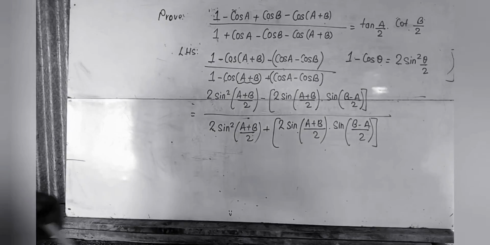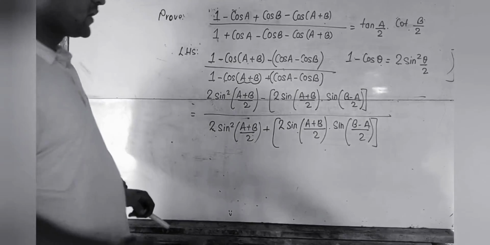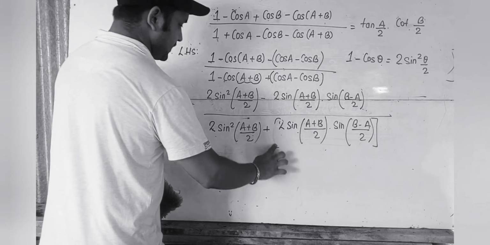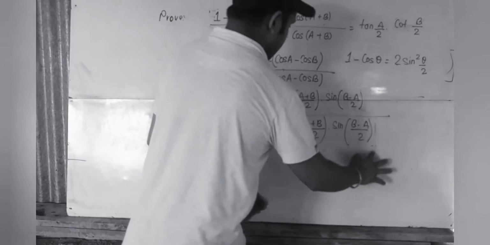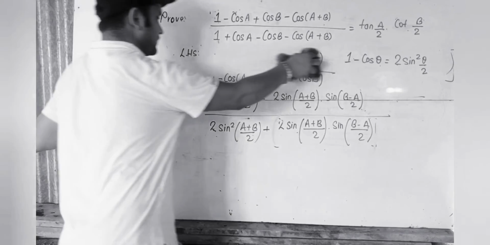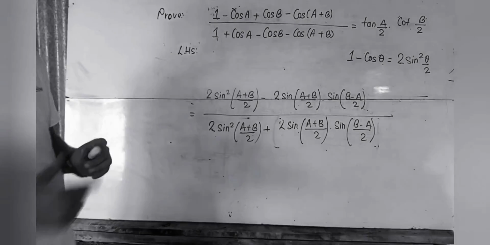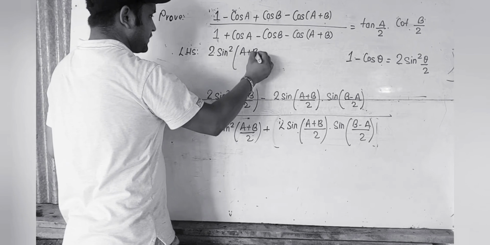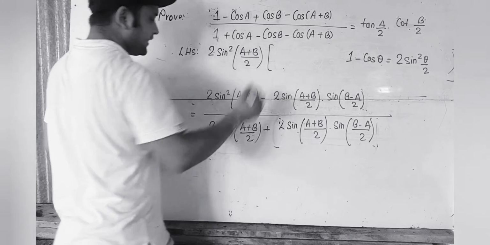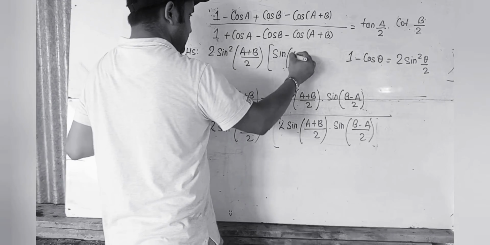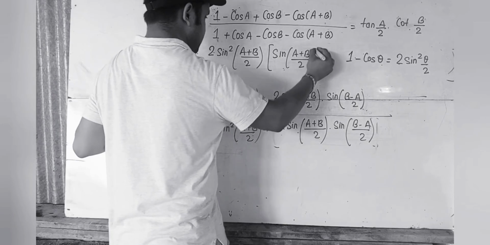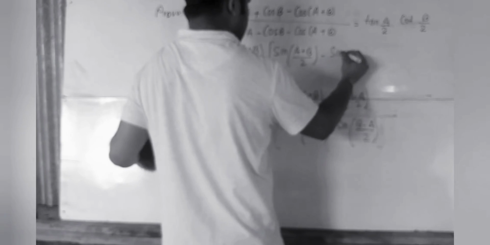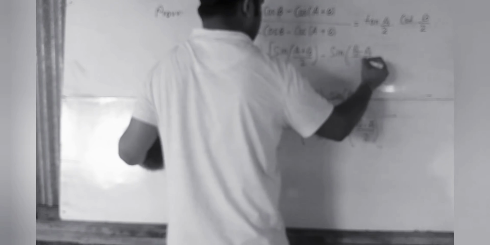Now after using the formula, let's see what we get. We have used the formula here. Now we can remove this bracket and we can take common. What will be the common is 2 sin square (a plus b) by 2. After taking common, what you have left is sin (a plus b) by 2 minus sin (b minus a) by 2.